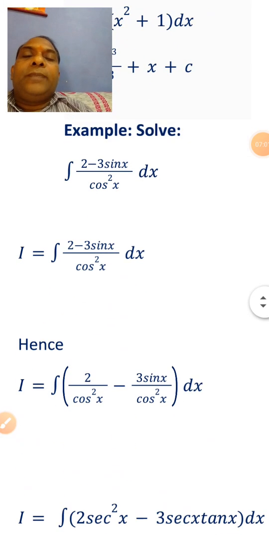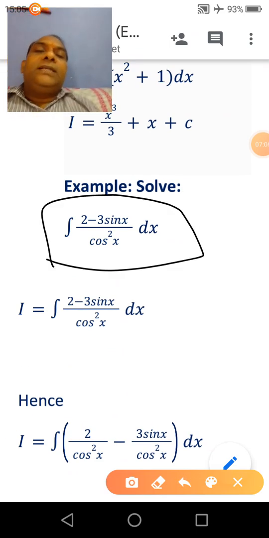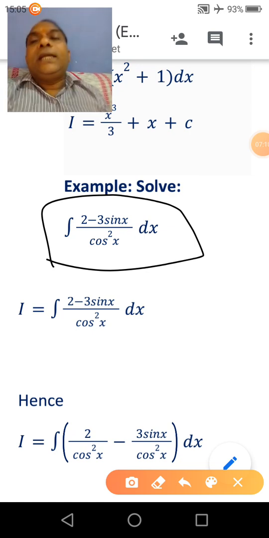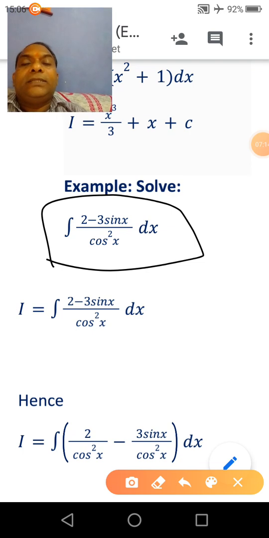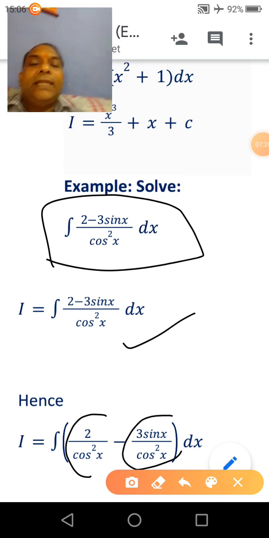You have to integrate (2 minus 3 sin x) upon cos square x. So firstly you have to convert it into integrable form. So divide it by cos square x. So this will be equal to 2 upon cos square x minus 3 sin x upon cos square x.